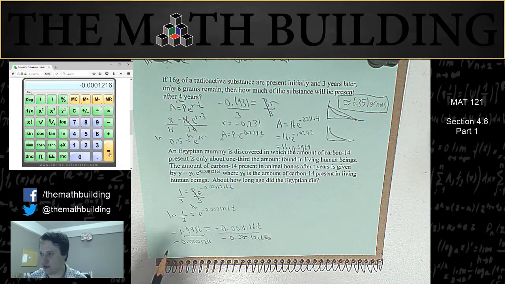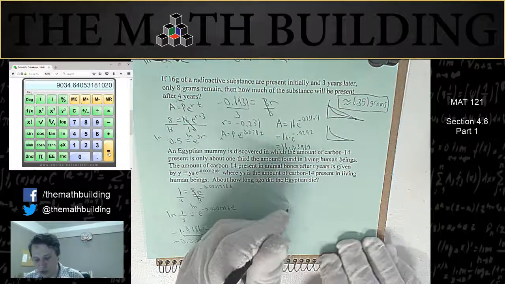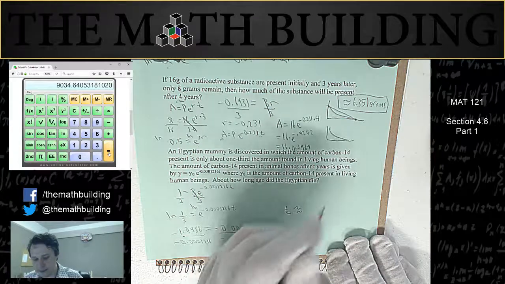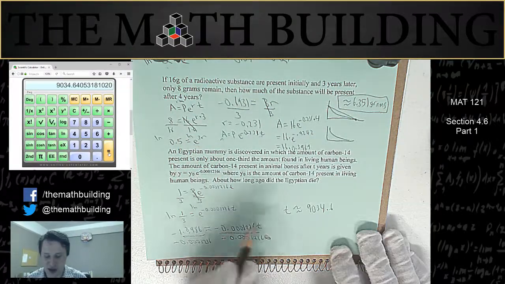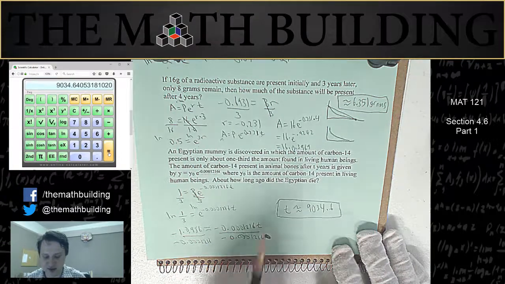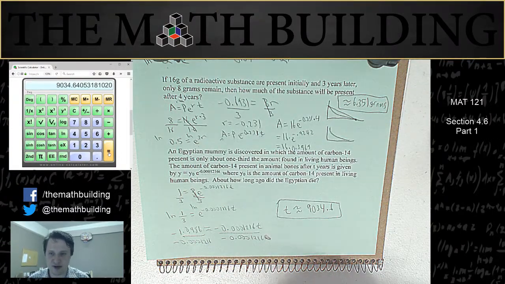We know that the final answer is going to be positive. So according to our carbon dating, it took approximately 9,034.6 years for that amount of carbon-14 to decay. So there's a lot of interesting applications of continuous compounding, including carbon dating.